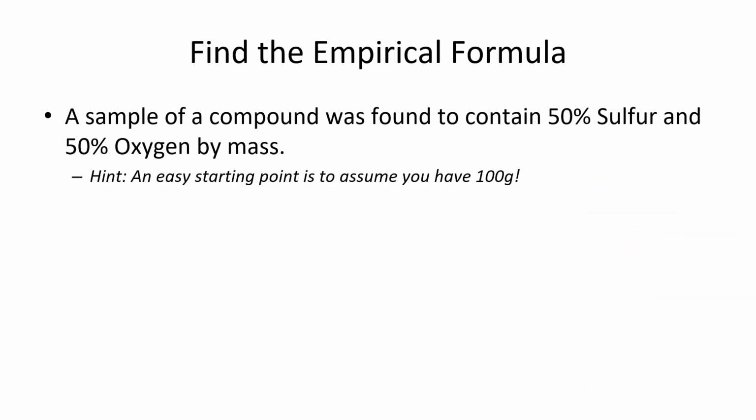So here we go. We have a compound that is 50% sulfur and 50% oxygen by mass. Whenever you have these percentages, because they're going to be the same regardless of the quantity you have, it's easy to get to the mass values by assuming that you have 100 grams, because these percentages are per 100. So instead of 50% sulfur, if we're assuming we have 100 grams, that's going to be 50 grams of sulfur. And the same thing with the oxygen. So there we go. Step number 1, we have our masses.